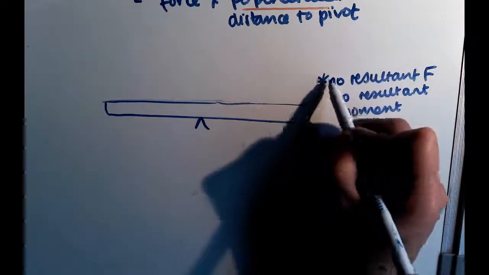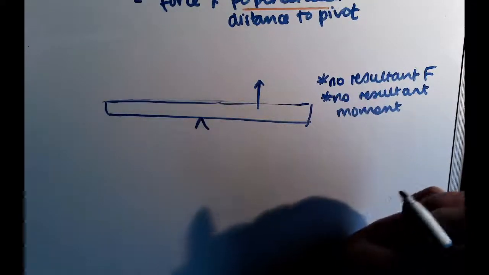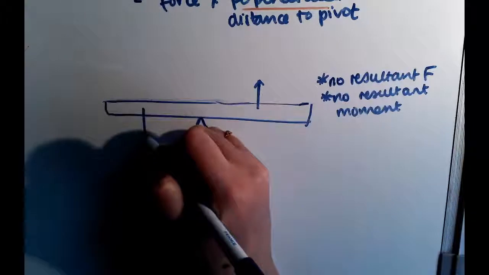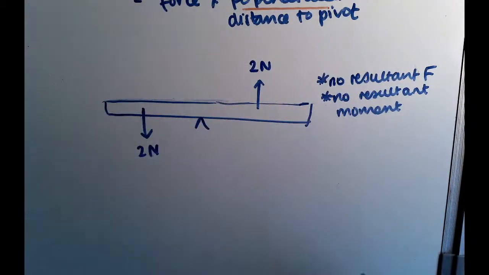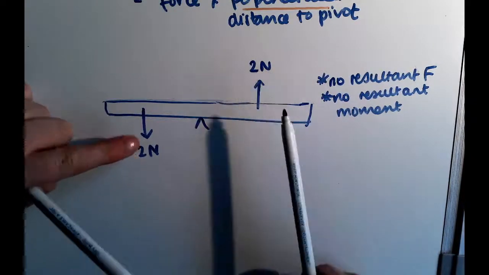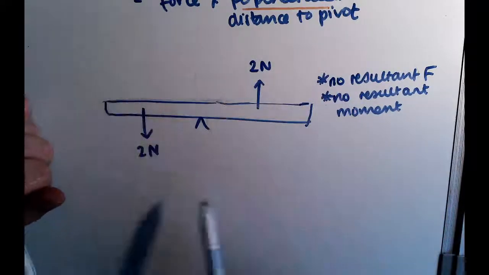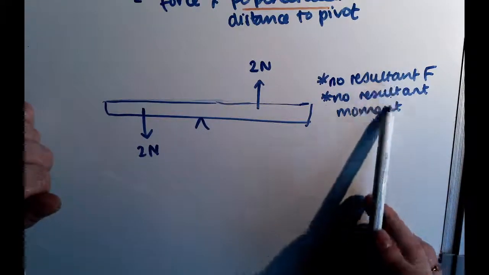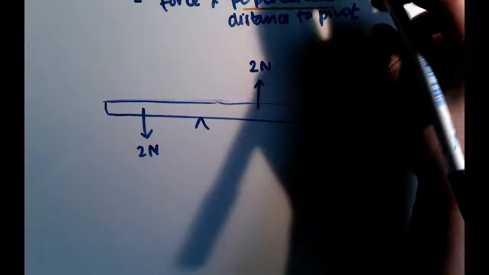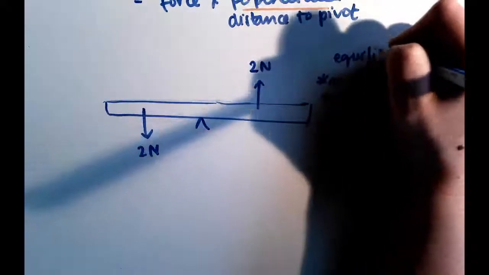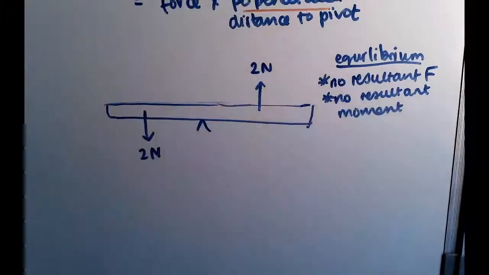Okay, because I could have two forces that are equal in size but in opposite directions, okay, and these two in terms of the resultant force make 0, but this will still turn, hopefully you can see. So it's important that you have to say both no resultant force and no resultant moment for equilibrium. Okay, so not moving, not turning.